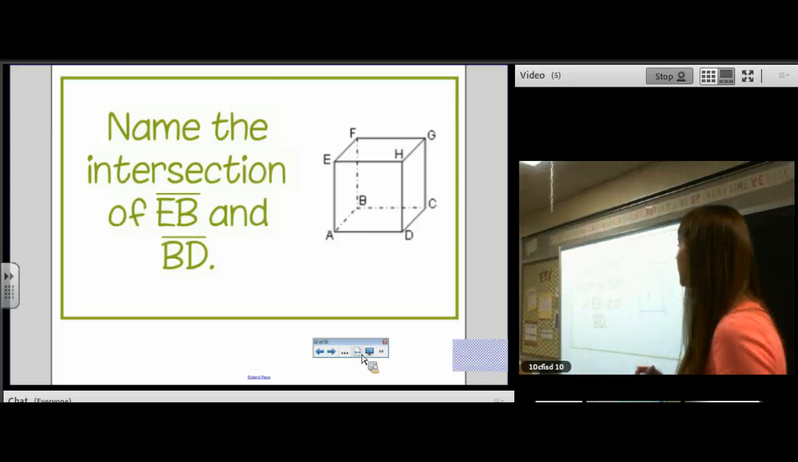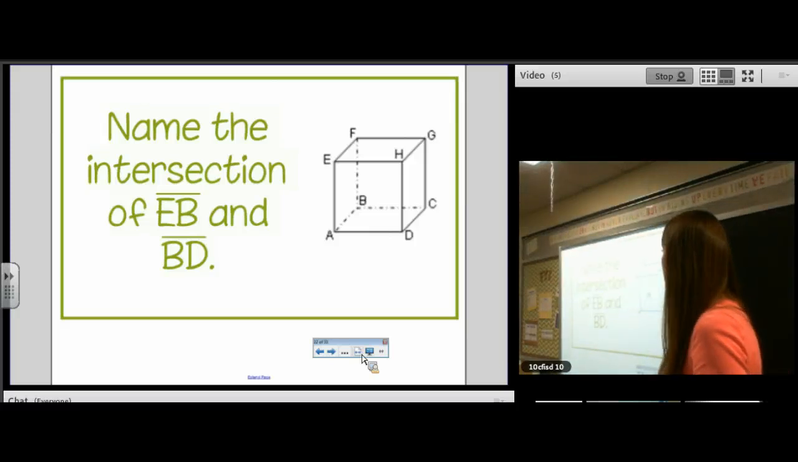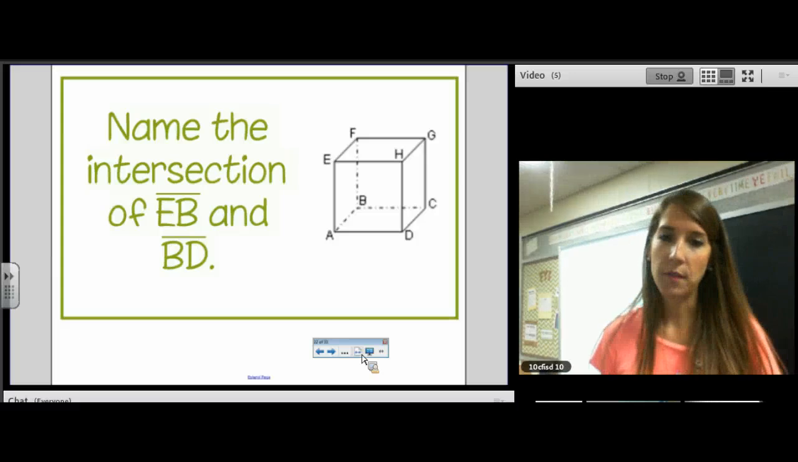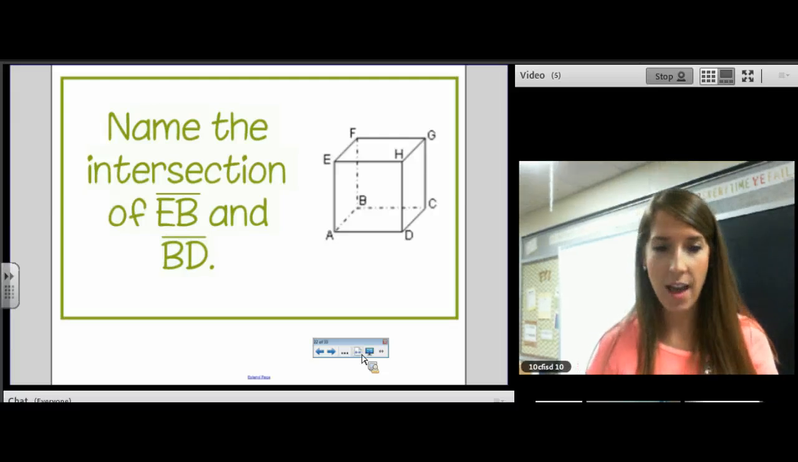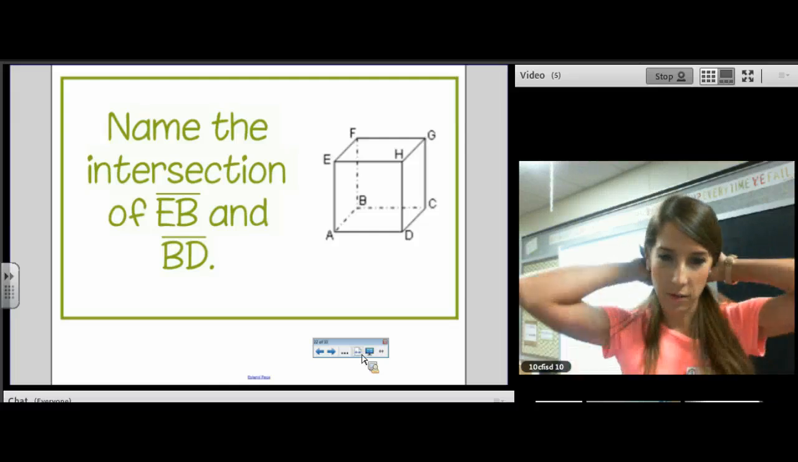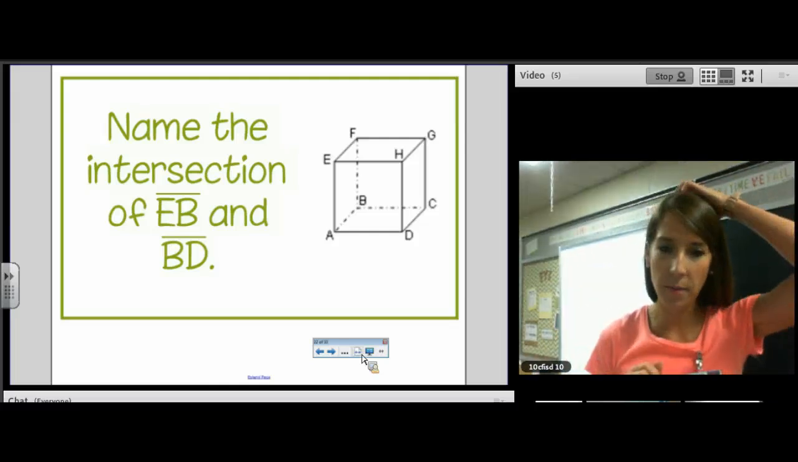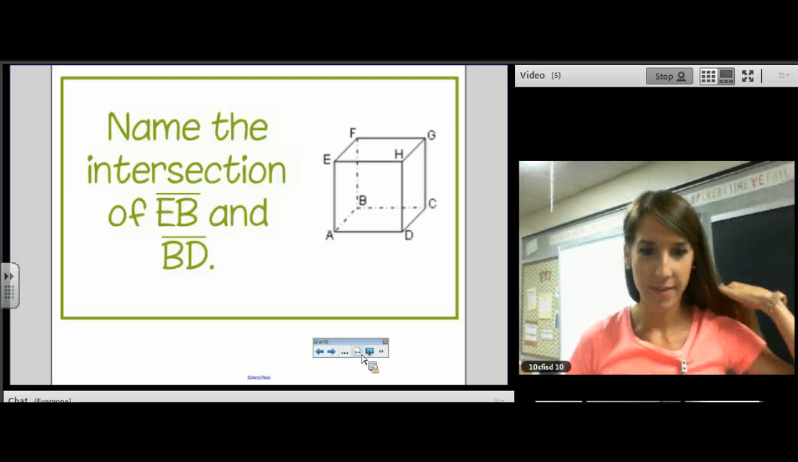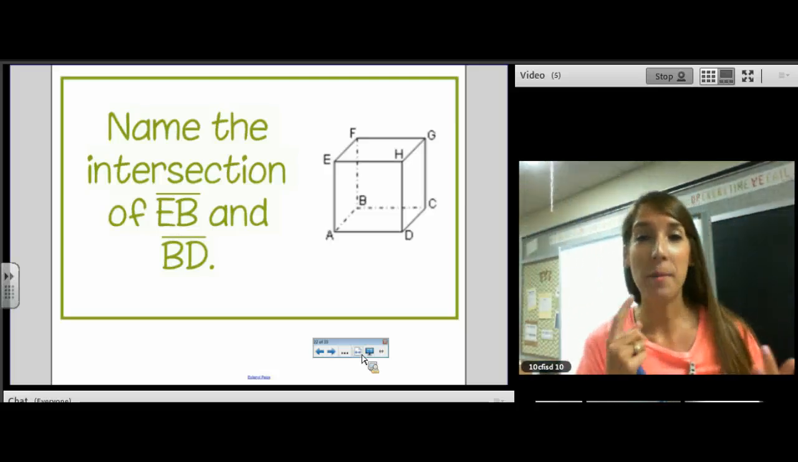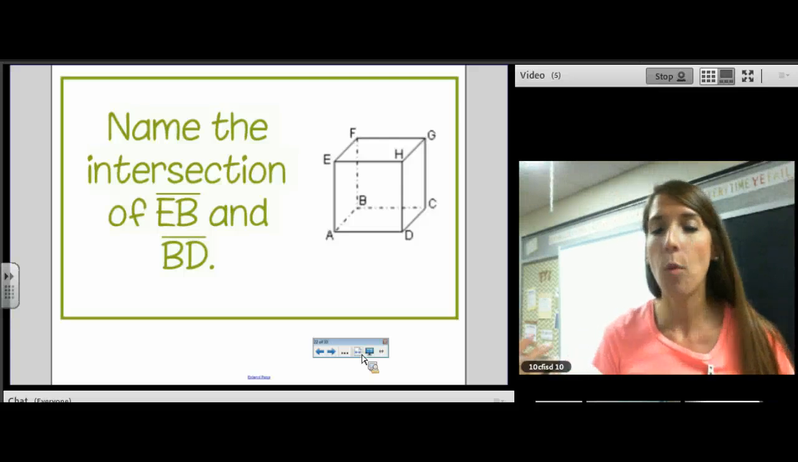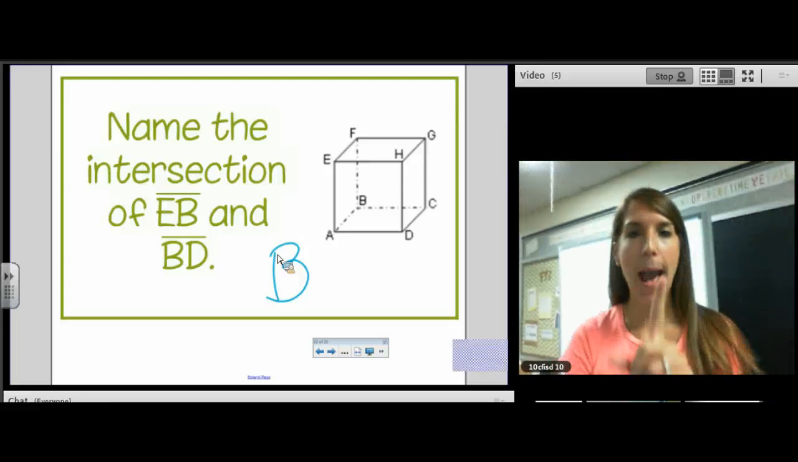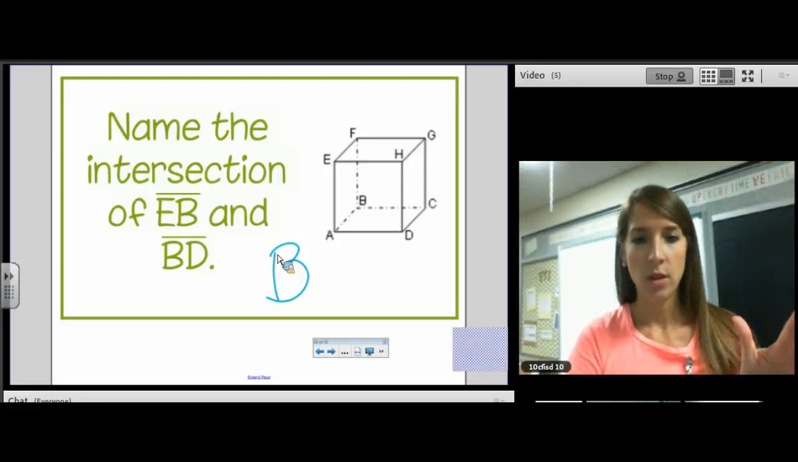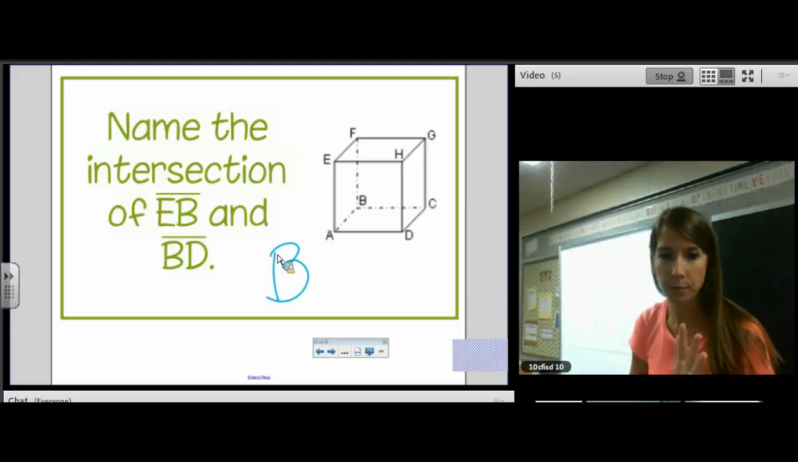Name the intersection of segment EB and segment BD. V from Kayla. I am calling on you. We know that when two lines intersect, you get a point. And what point do they intersect at? They intersect at point B. So your answer should have been one capital letter B, and that's it. No symbols or anything, okay?